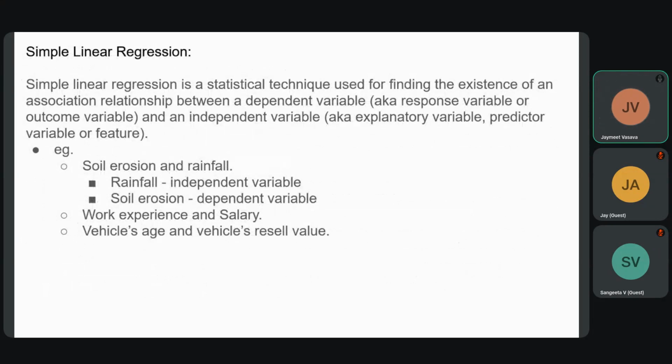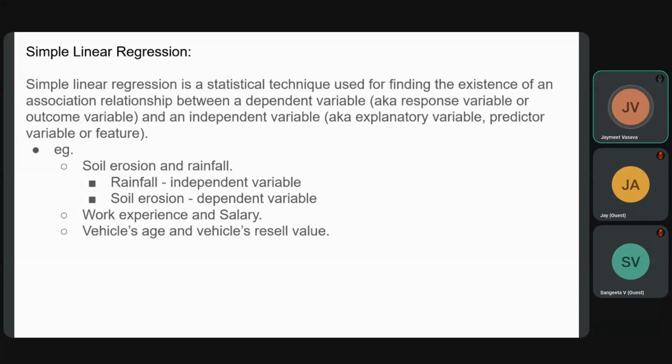It's a statistical technique used for finding the existence of an association relationship between a dependent variable and an independent variable. Dependent variable is also known as a response variable or outcome variable, and independent variable is also known as an explanatory variable, predictor variable or feature.